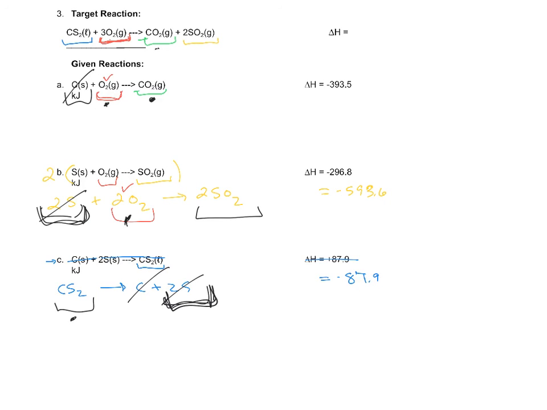When you add all of these enthalpies together, the sum of these 3 enthalpies is negative 1075. So your answer is negative 1075 kilojoules. That's how you use Hess's law to combine the enthalpies of known reactions to determine the enthalpy of an unknown reaction.